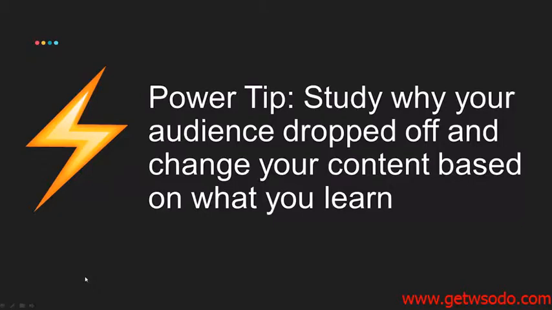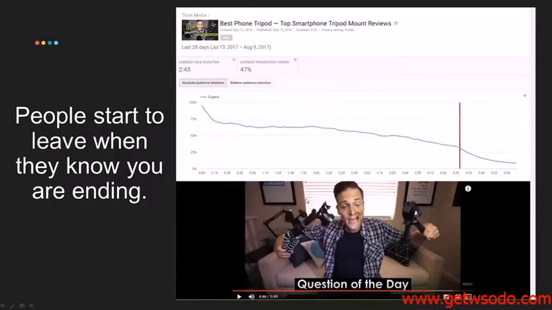And a couple power tips that I want to share with you here, while we're on the topic of analytics and of using audience retention, is to study why your audience dropped off and then change your content based on what you learn. So the card strategy is to help you get a little bit better results out of a video that's already out and that has these dips in the audience retention. But I also recommend, while you're doing this, to ask yourself, why did people drop off there? And what could I change in the future based on what I learn?